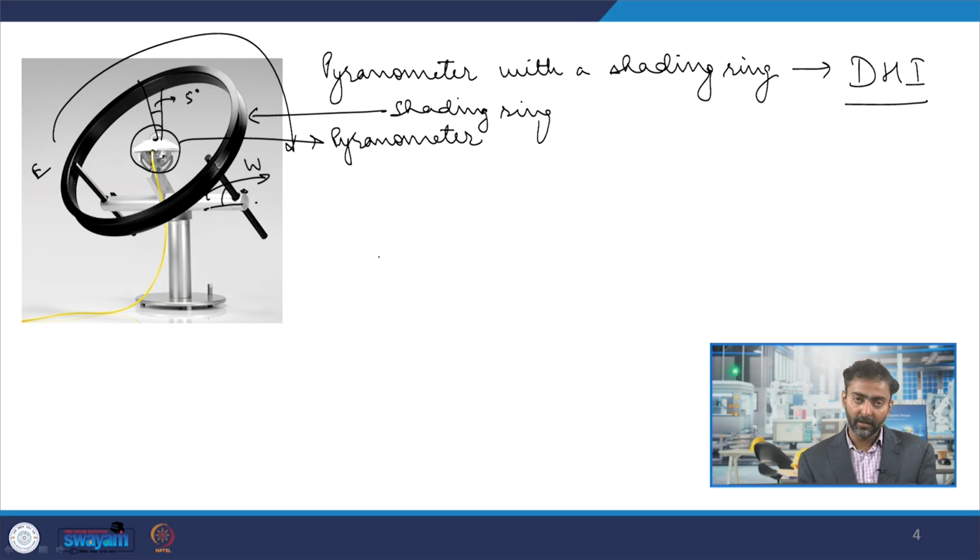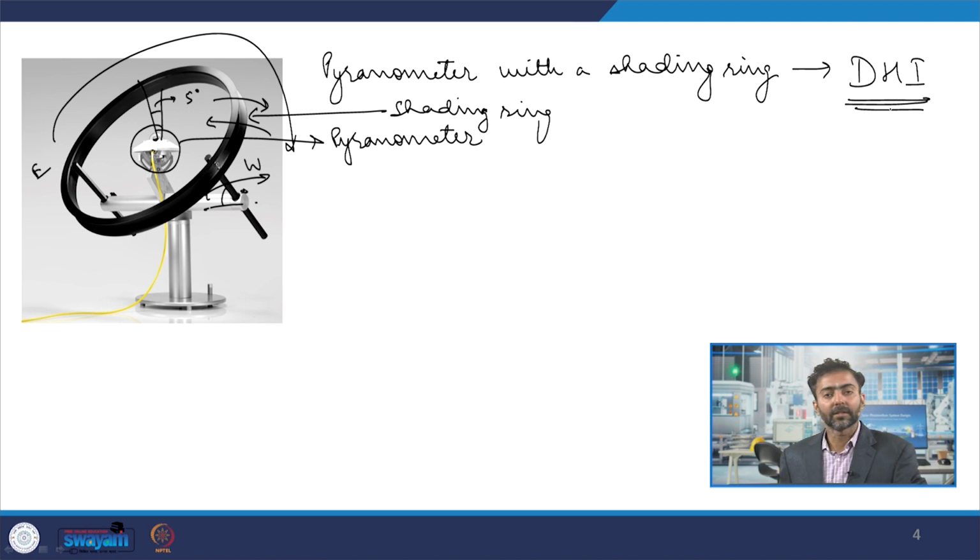If we are an observer in the northern hemisphere, as we move from December to June, the shading ring would gradually need to be made more northwards or more vertical. And as the sun moves from June to December, gradually the shading ring would need to be more tilted or more southwards. So it can be programmed, and the tilt angle of the shading ring needs to be adjusted on a daily basis, whereas on a given day there is no tracking needed. The shading ring is designed in such a way that it just blocks the beam component of the radiation from reaching the sensor. So that is how we measure the DHI.